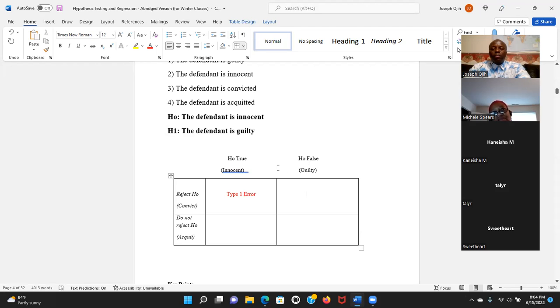Now, if the defendant is not innocent, that means the null hypothesis is false, and we reject it, which means we convict. We have made a correct decision. Now, if the hypothesis is true, that means the defendant is innocent, and we did not reject it. That means we acquit or release them, letting him or her go. We have made a correct decision.